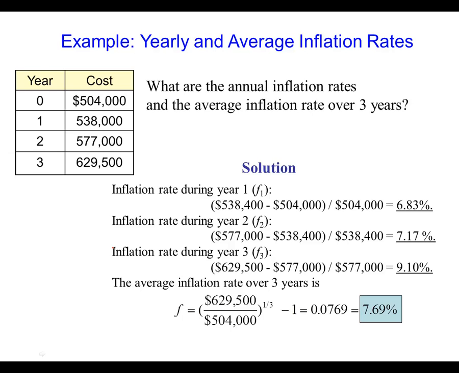So the average inflation rate over 3 years is the last cost divided by the first, or the cost at year 0, the base, to the power 1 over n, and in this case I'm dealing with 3 years, so it will be 1 over 3, minus 1, and all that will be equal to 0.0769 or 7.69%. And again, we did not find the average by adding all three values and dividing by 3, but through the calculation of f using the formula. And this is the average inflation rate over 3 years.